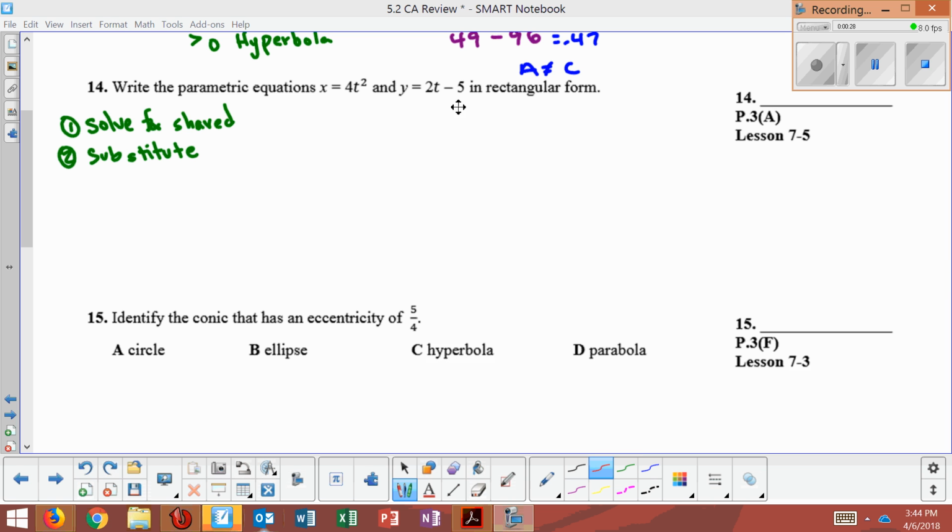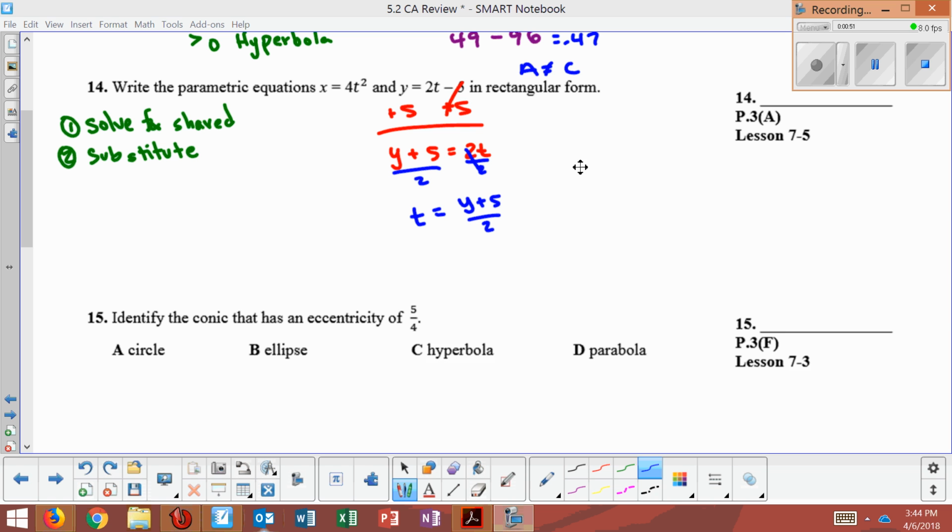I'm going to choose this equation. I think it's easier to solve. What is shared is the t, so I'm going to solve for t. I add 5 on both sides of this equation. When I do so, that goes away, so I have y plus 5 equals 2t. And my final step of getting t by itself is I divide by 2. And so we now know that t equals (y plus 5) over 2.